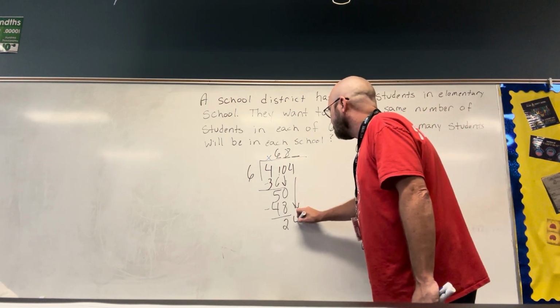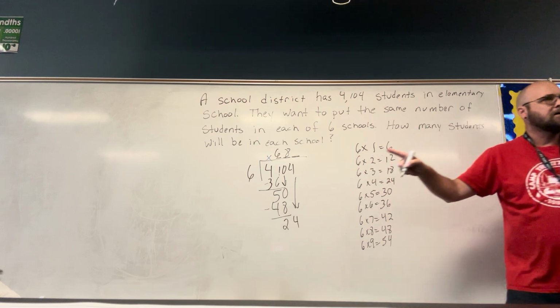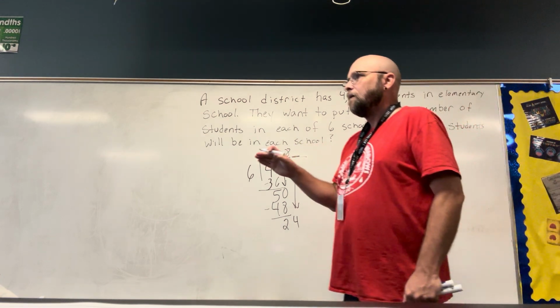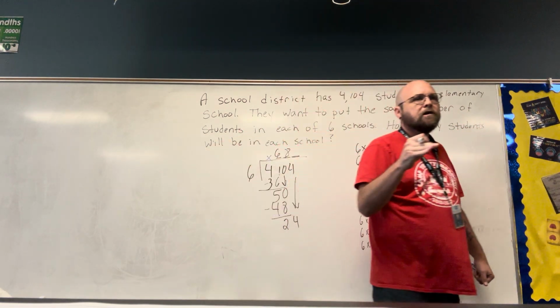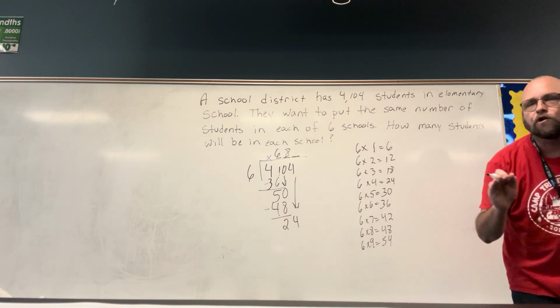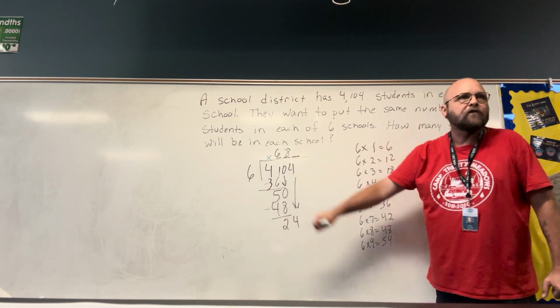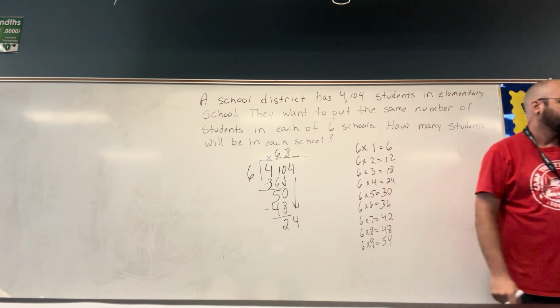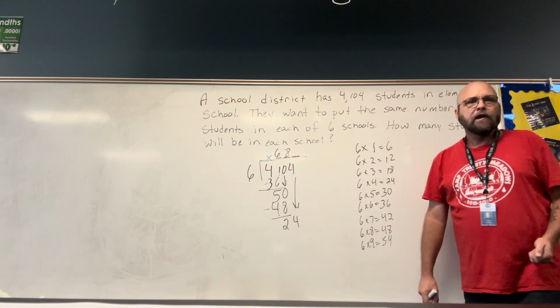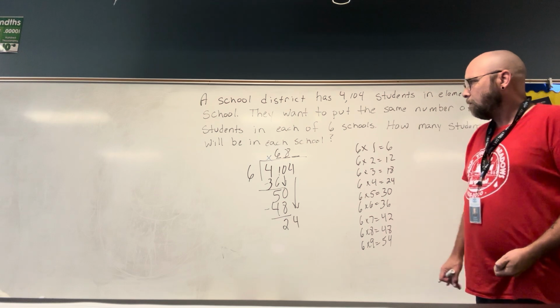Then I bring down my 4. This is my ones place. I've already said I have a 3-digit answer. It is very, very important that you put the numbers directly above whatever place value it needs to be.